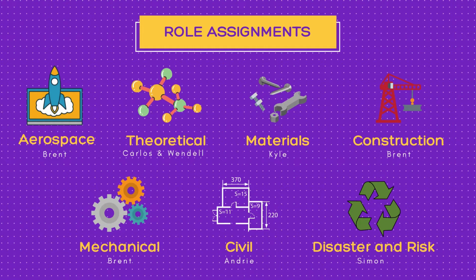The mechanical engineer is to check the structural integrity of the device as planned and its financial implications. The civil engineer is to illustrate the design with specifications. And the disaster and risk engineer is to be responsible for the waste management.